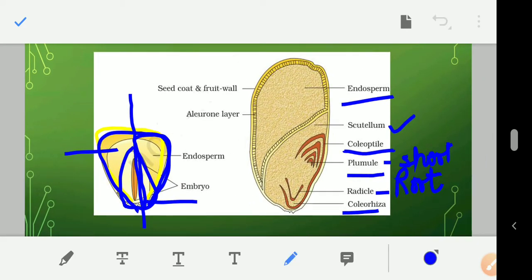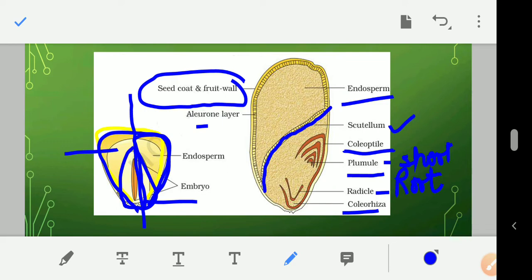Around the endosperm there is an aleurone layer. Aleurone is a protein layer. In maize, the seed coat and fruit wall are fused. That's why maize is not considered as a fruit or a seed. It is considered as a grain. Endosperm and embryo are separated by a layer, and this layer is made up of epithelium.